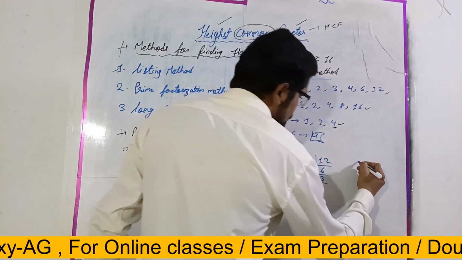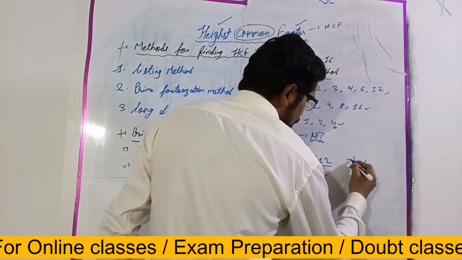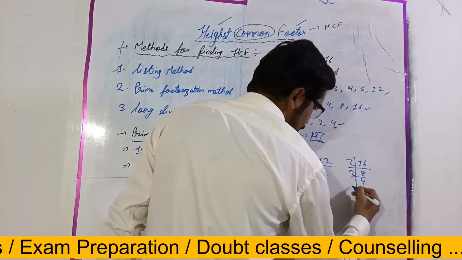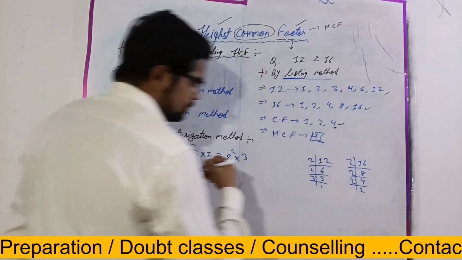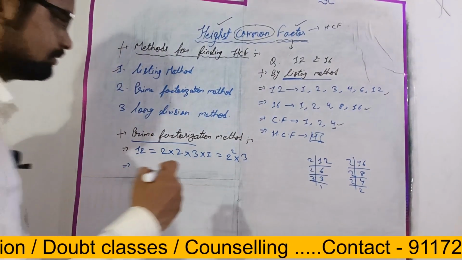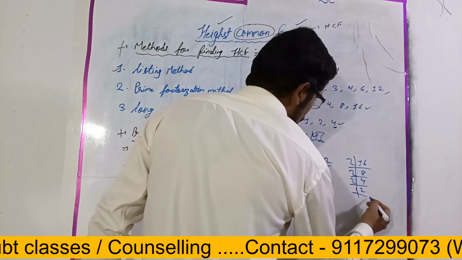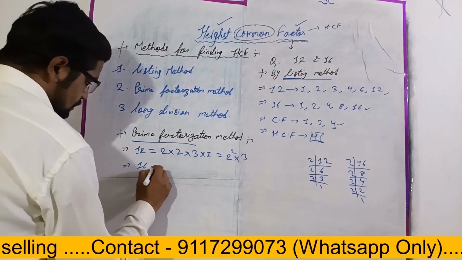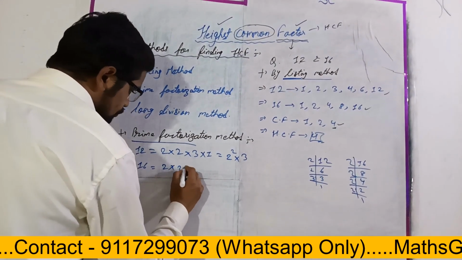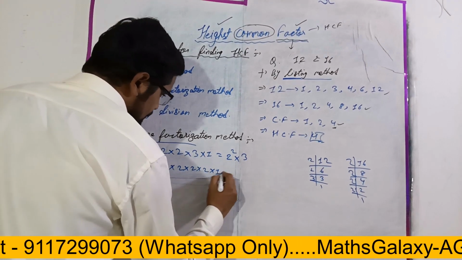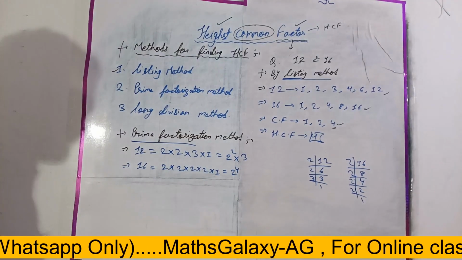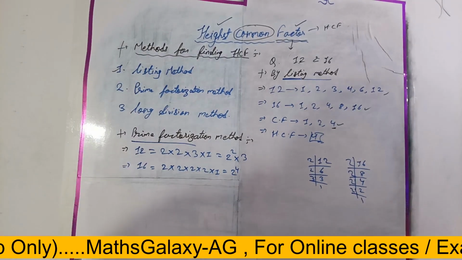Now let's do it for 16. 2 eights are 16, 2 fours are 8, 2 twos are 4, 2 ones are 2. So 16 is 2 into 2 into 2 into 2 into 1. This can be written as 2 to the power 4. Is it clear? Now what do we have to do?